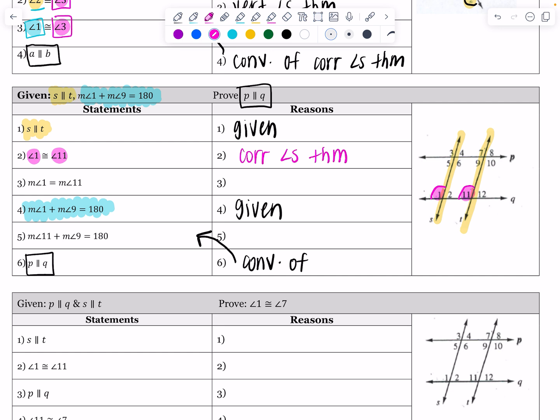I'm not using it to prove any lines parallel. I'm just saying, hey, we start by knowing that they're parallel. So because they're parallel, the corresponding angles theorem says, hey, those must be congruent. And if those are congruent, then their measures are equal.